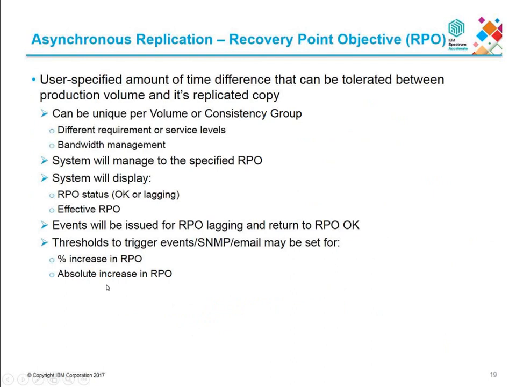And we do get events for RPO lagging and RPO okay, and then we can look at thresholds based on the percent increase in the RPO or the absolute increase in the RPO.